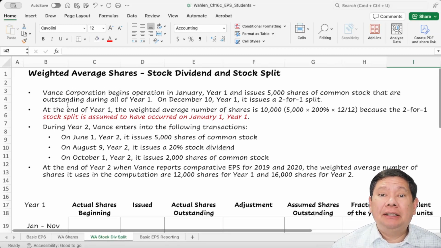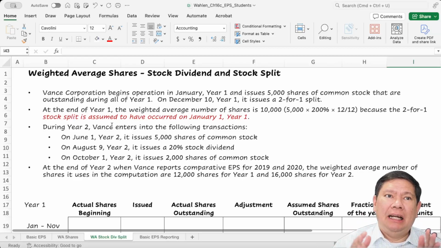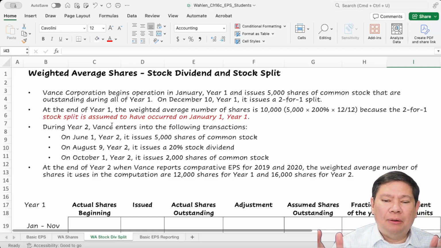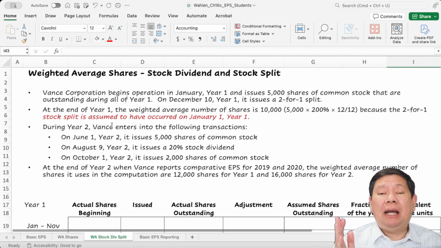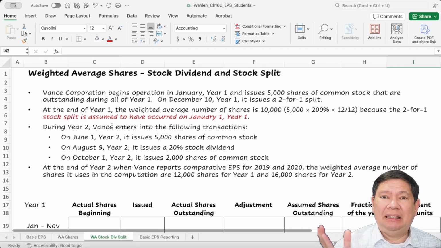Hello everyone. In this video, we're going to look at how to calculate weighted average shares when there are stock dividends and stock splits. The idea is that with a stock dividend, you will issue more stock, so there will be more shares outstanding, and the same thing with a stock split. Now, if there is a stock split in one period and the company is reporting 2 or 3 periods going backward, the earnings per share reported are going to be affected by this, although the performance may still be similar.